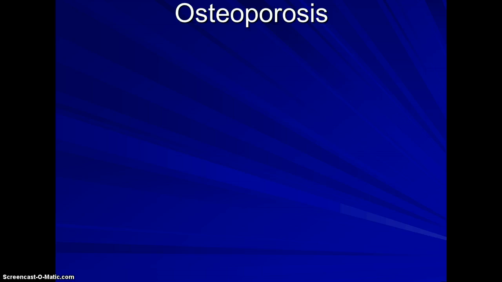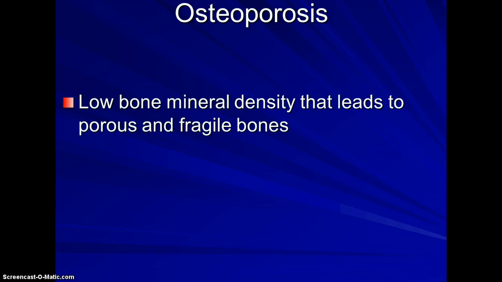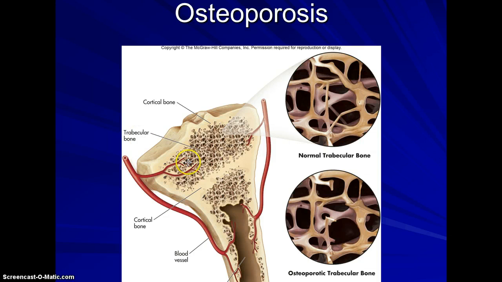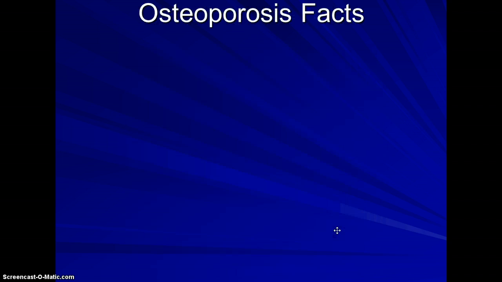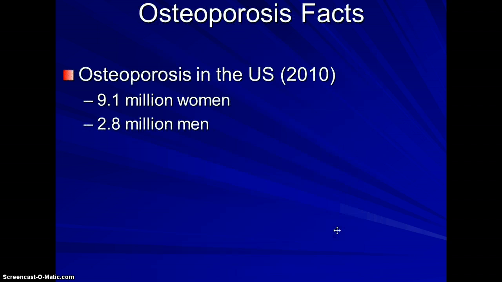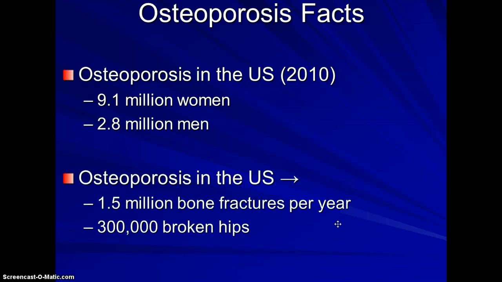Osteoporosis is the disease that is caused by a low bone density, and what happens is that trabecular bone becomes more porous and has less structural component. In the United States, about 9 million women and 2.8 million men are affected by osteoporosis, which typically leads to a fracture. Again, men tend to have lower rates because they have more bone mass.